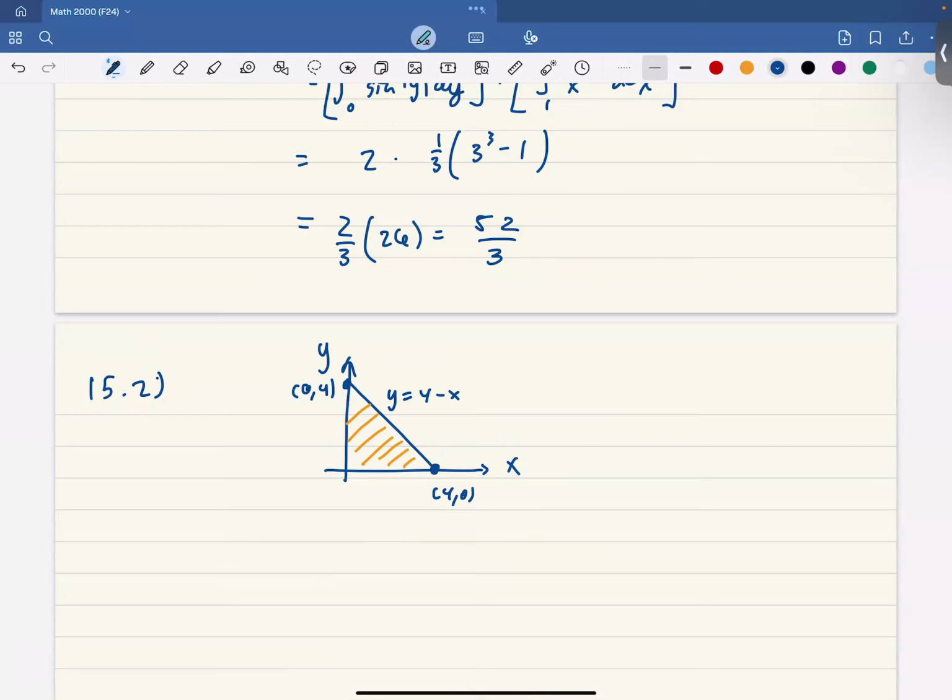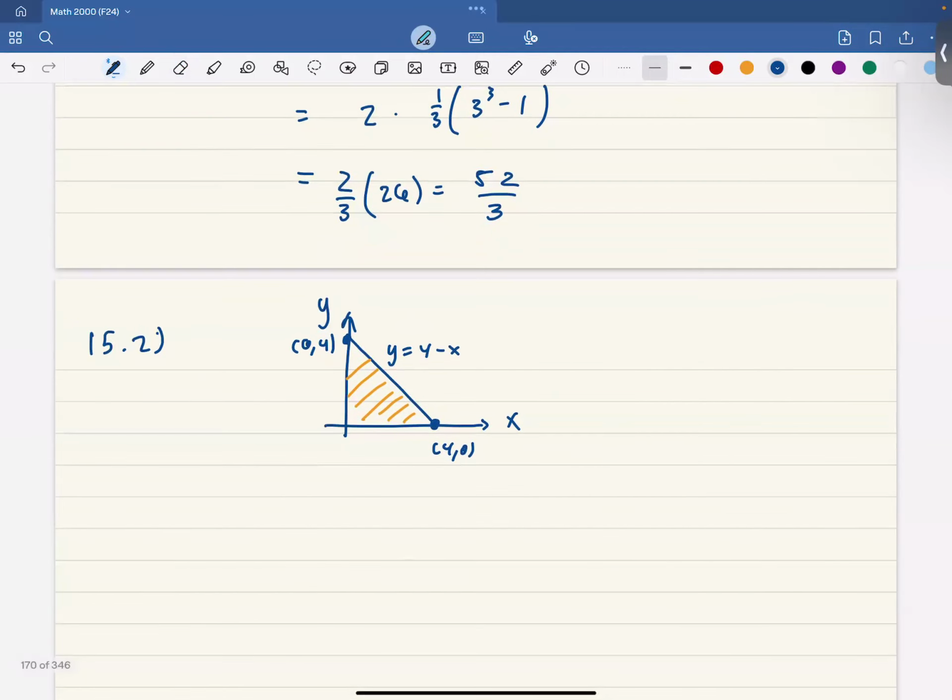Okay, so we'll get into some details here. I just want to do one example. But what we're going to do is, let's say I want to evaluate the integral of 4x plus 3y plus 2 over this region. Let's call this region D.